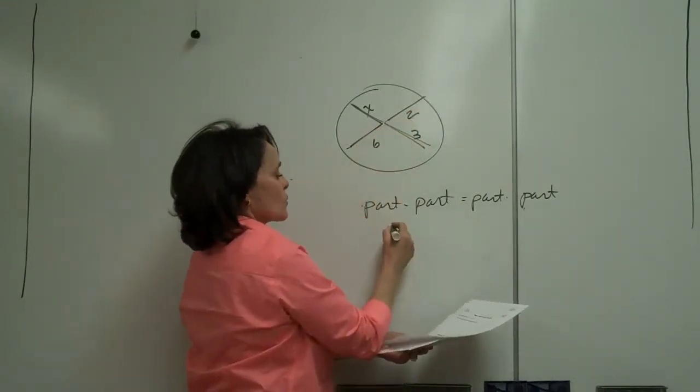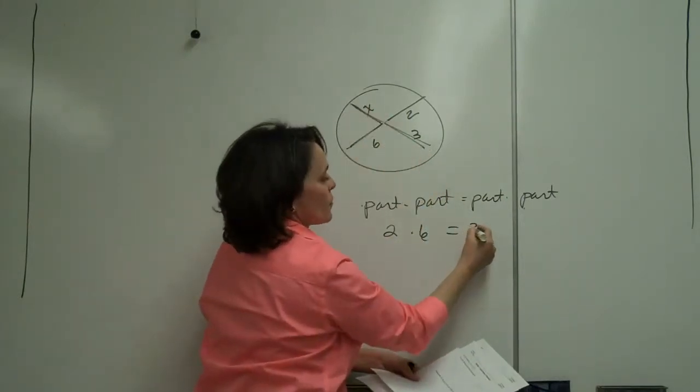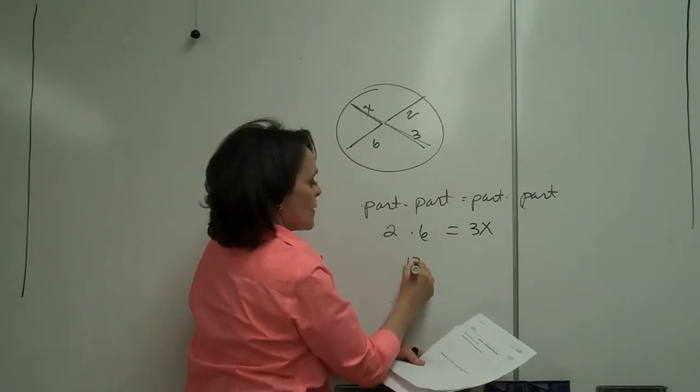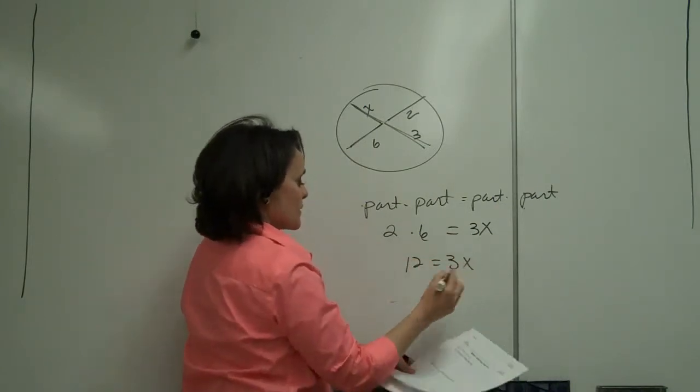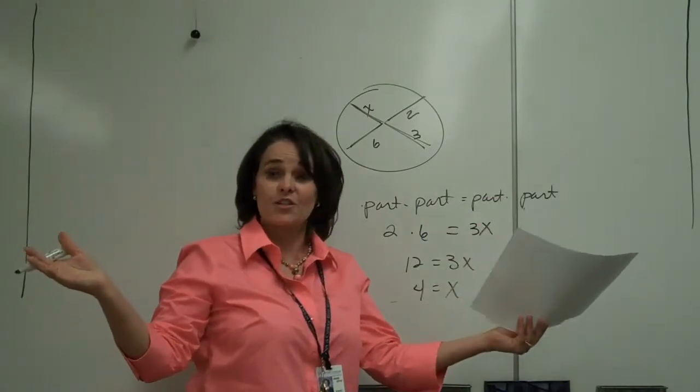Okay, so part times part. So 2 times 6 is equal to part times part is equal to 3x. So 12 is equal to 3x. Ta-da! 4 is equal to x. It's magic, isn't it?